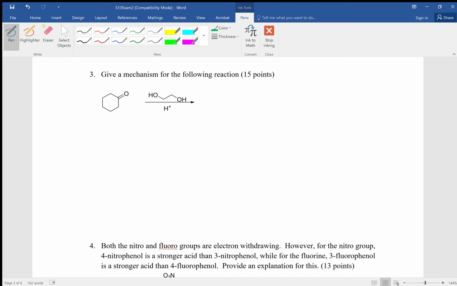Now, in this case, we have a diol, so we're going to go all the way to the acetal, or in this case, because we're dealing with a ketone, all the way to the ketal. But it is overall the same basic reaction. Hopefully we know by now that under acidic conditions, the first step is almost always protonation of the carbonyl. And we will draw this entire mechanism with equilibrium arrows because this entire reaction is reversible.